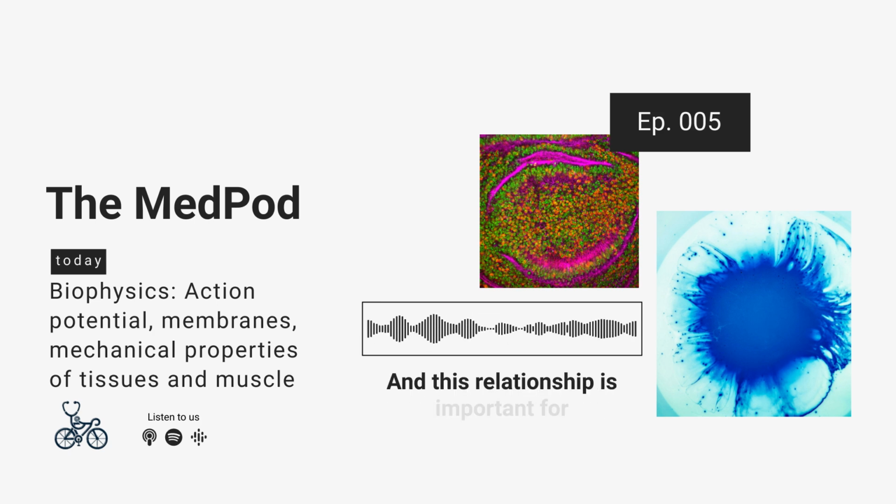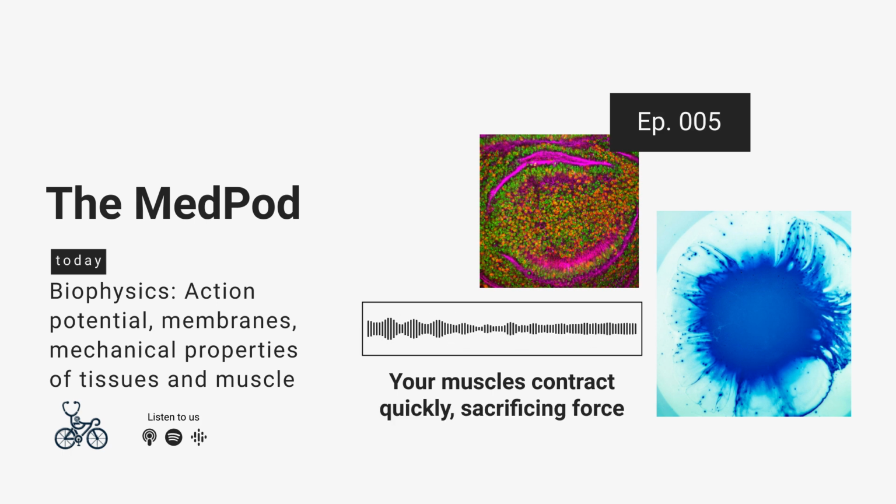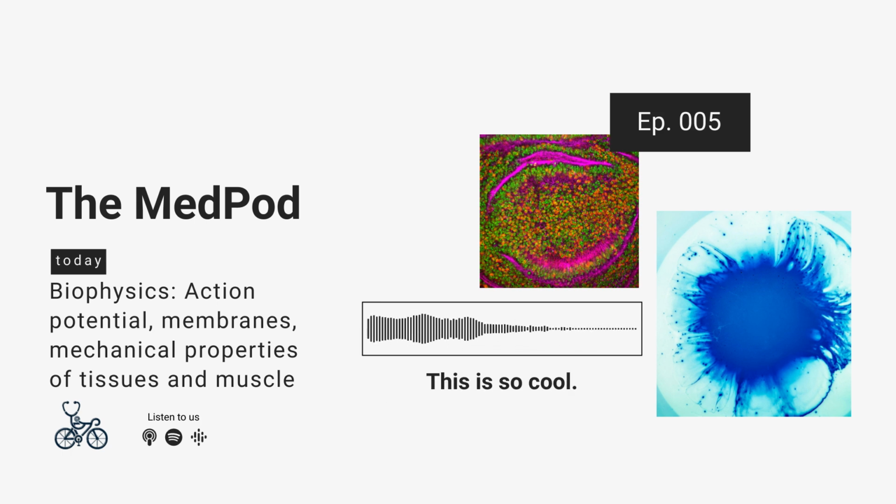And this relationship is important for understanding how muscles perform different tasks. For example, when you're lifting a heavy weight, your muscles contract slowly to maximize force production. But when you're sprinting, your muscles contract quickly, sacrificing force for speed. This is so cool. It is!